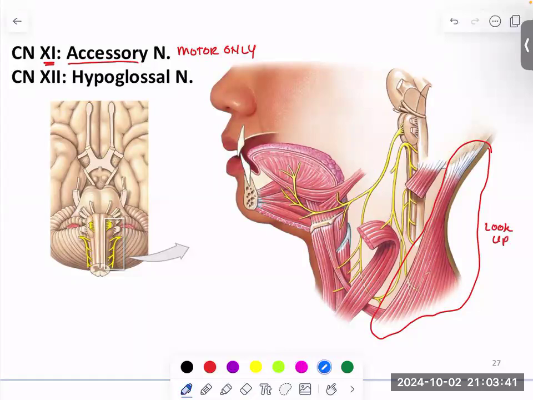Hypoglossal. This means below the tongue. This one is motor only. This one controls tongue movements used for speech, eating, etc.